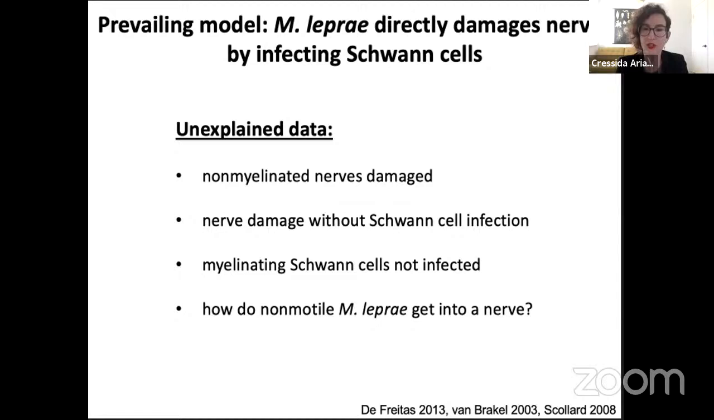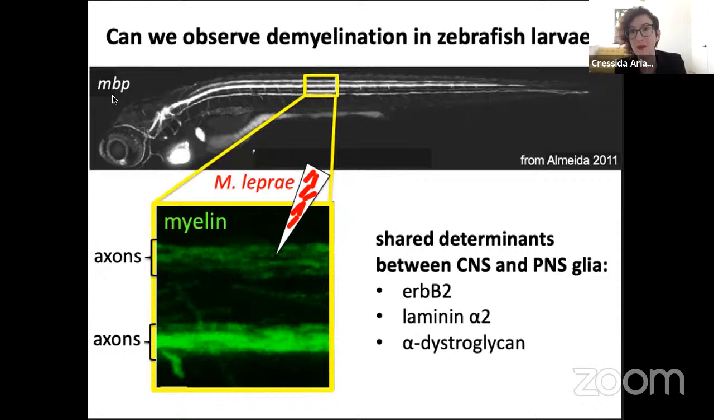So to try to understand how nerve damage might be occurring in response to M. leprae in an intact animal, we looked to this zebrafish transgenic called MBP, or myelin basic protein. And the first place you start to see fluorescent myelin being deposited in these fish is in these tracts of myelinated nerves along the spinal cord. And so this is the central nervous system, not the peripheral nervous system. However, we thought this would be a reasonable place to begin our studies because we know that all of the determinants of M. leprae infection of Schwann cells are shared by the myelinating glia of the central nervous system.